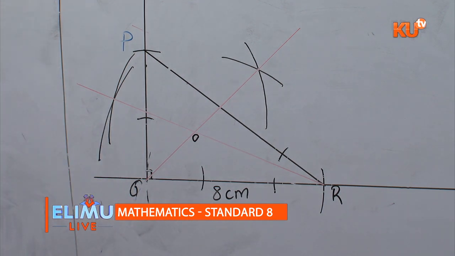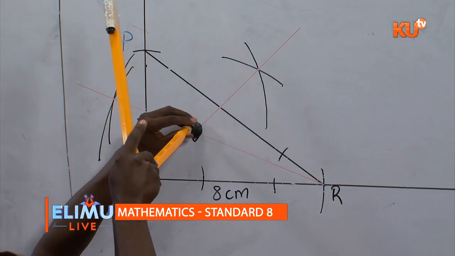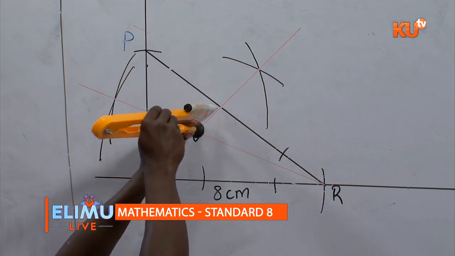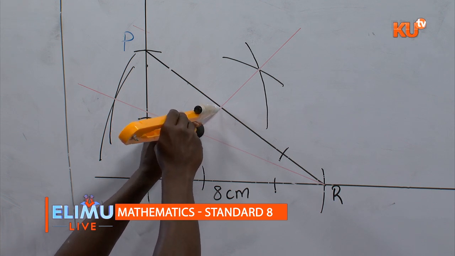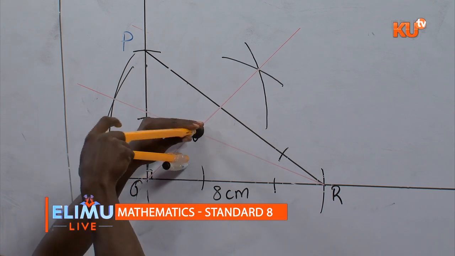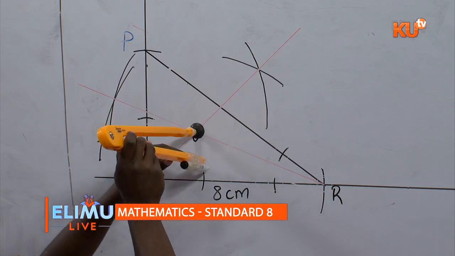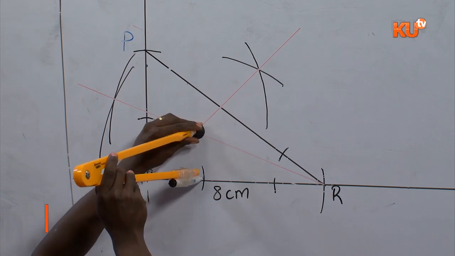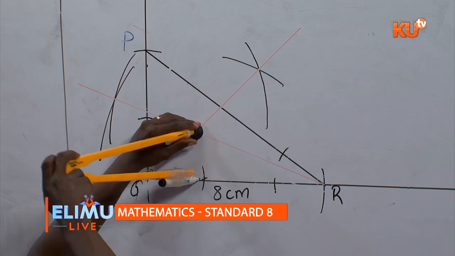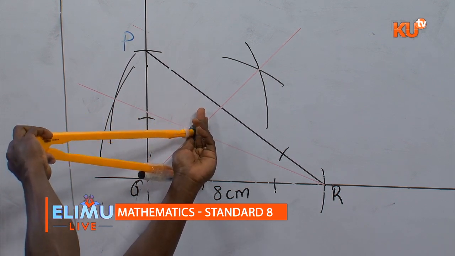Then take your compass. There at the center. Then reduce it. Touch one of the sides. Yeah, and then you draw the circle. Draw the circle gently.